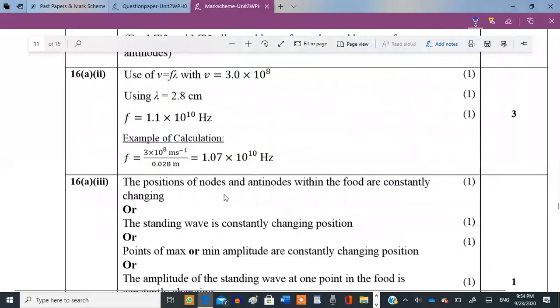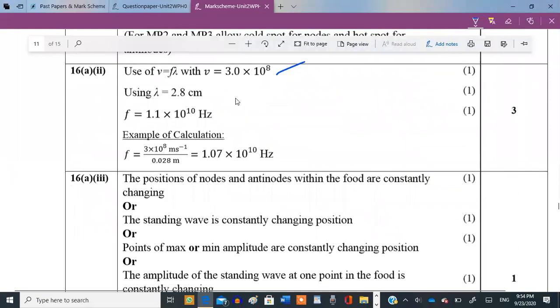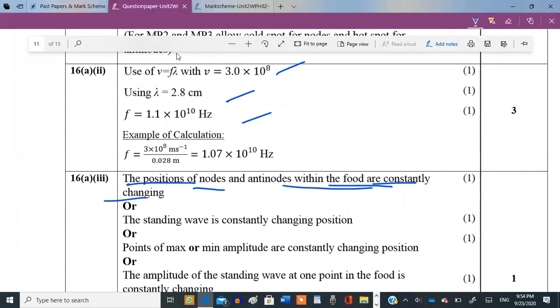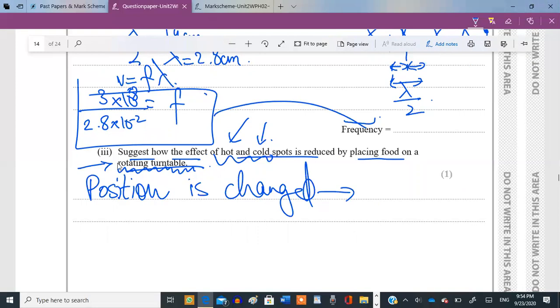It's verified. They did the same thing. v equals f lambda. Lambda is this much, and so okay. The positions are constantly changing. Yeah, rotating means the same thing. So yeah, they actually gave the answer in the question. They told us they are rotating, and rotating means that yeah, the position will be changing. Okay, we got that mark.